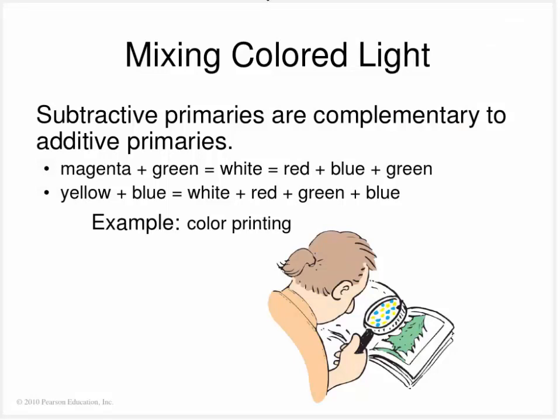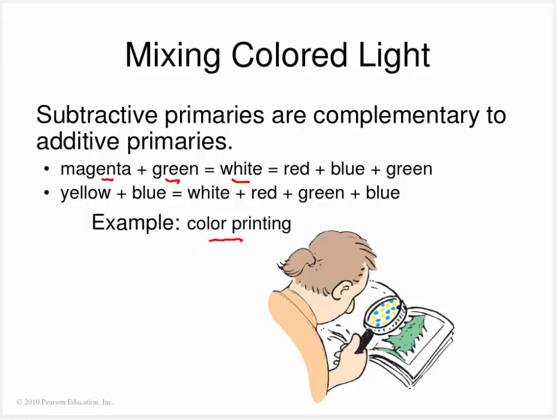Now, we could even talk about how subtractive colors are complementary to the additive primary colors. So if we were to, for example, take magenta plus green, well, magenta is going to be the absence of green, so you add those together, and we're going to get our white light. Similarly, yellow is going to be the absence of blue. You add those together, and we're going to get white light, which is red plus green plus blue.